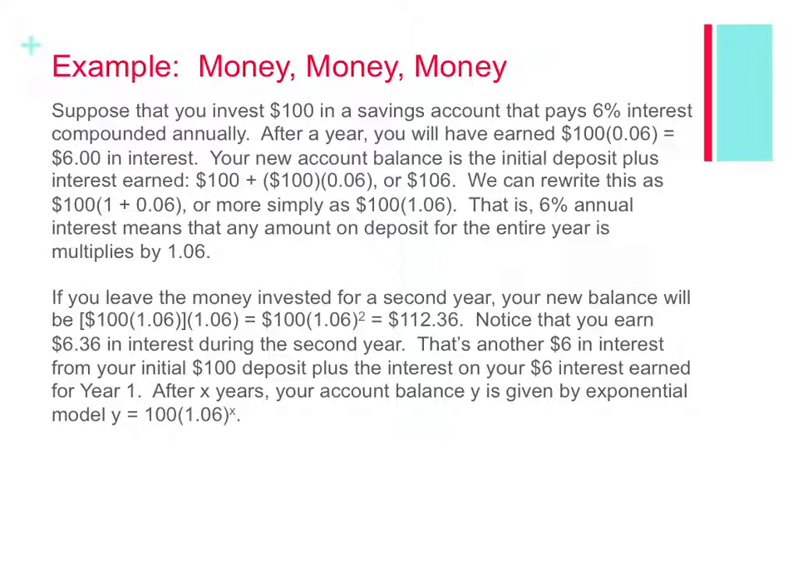If you leave the money invested for a second year, your new balance will be 100 times 1.06 times 1.06. So in other words, 100 times 1.06 squared. That's going to give you $112.36. Notice that you will earn $6.36 in interest during the second year. That's another $6 in interest from your initial $100 deposit, plus the interest on the $6 interest that you earned in that first year. After x years, your account balance y is given by the exponential model y equals 100 times 1.06 to the x power.